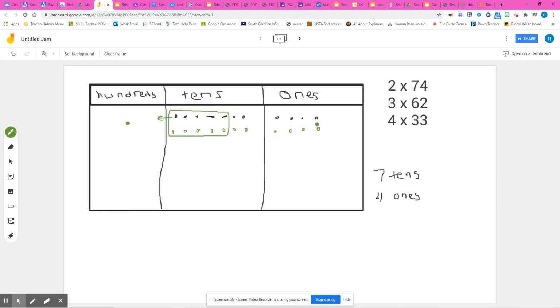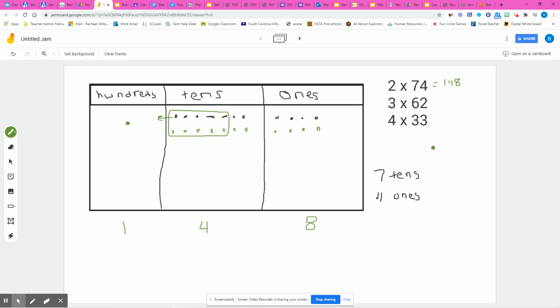Now let's check and see how many ones we have. 2, 4, 6, 8. Okay, so we did not make a group of 10, so we do not have to cash in our ones. They can stay ones. Now, what is our number? We have 100, 4 tens, and 8 ones. So our answer for 2 times 74 equals 148.